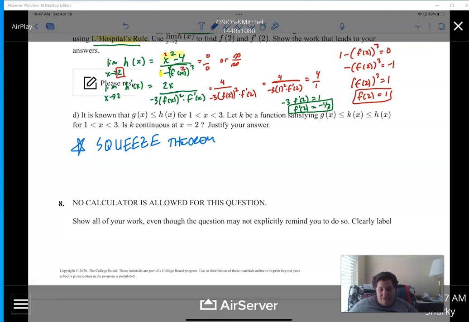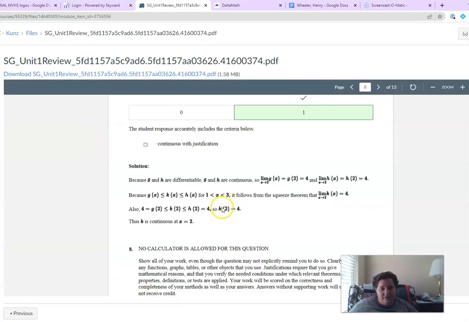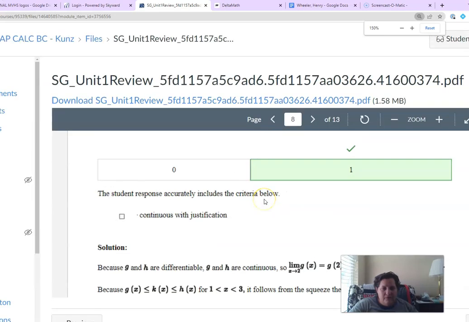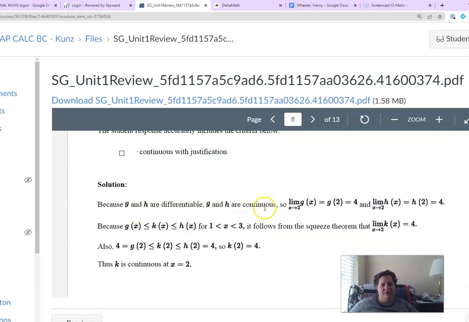Let me show you really quickly what the Squeeze Theorem says. Okay. So it's like right here. If you guys can see this, let me try to scroll it in a little bit, make that a little bigger. Because G and H are continuous and differentiable, the limit as x approaches 2 of G is 2. G of 2 is 4. We were told that. The limit as x approaches 2 of H equals H of 2 equals 4. Because K is in between, it follows from the Squeeze Theorem that it should also equal 4. And K of 2 equals 4.